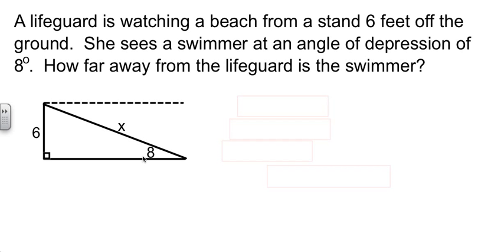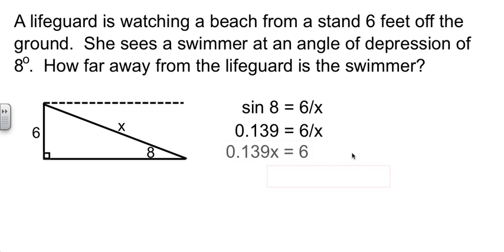Once we're here now, we have an opposite and we have a hypotenuse. Opposite to hypotenuse sounds like sine. Okay. We can get a decimal for sine of 8. We can multiply the x over and then divide. And we get that the swimmer is 43 feet away from the lifeguard.